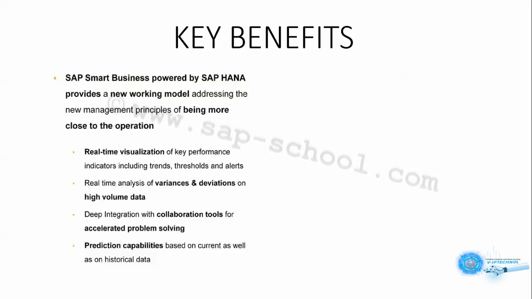The key benefits of SAP Smart Business: it will help me address the new management principle of being as close as possible to the operations. It will provide role-based access to all the relevant information like the key performance indicators, news feeds, specific tasks, trends, alerts, and the like. Then it supports end-to-end insight to action scenarios, including simulation and forecasting.